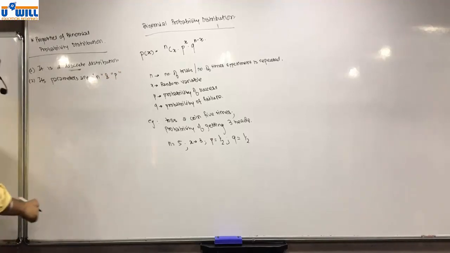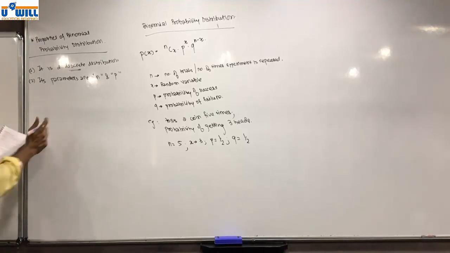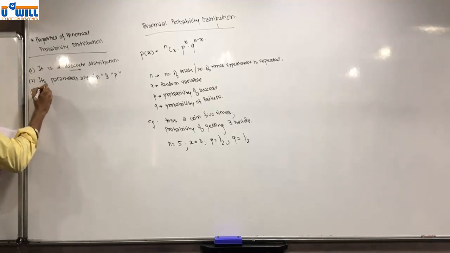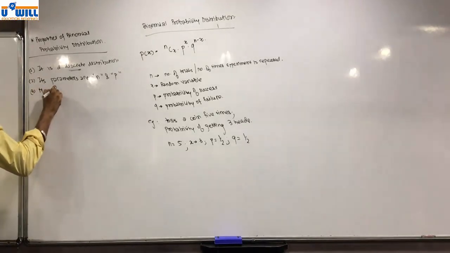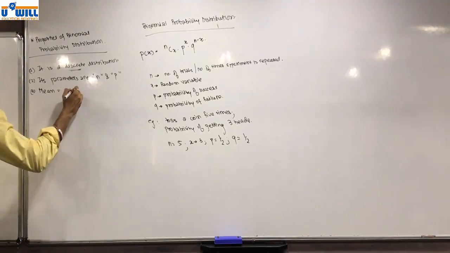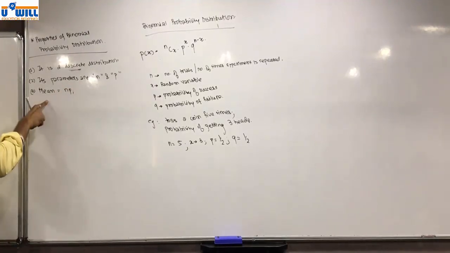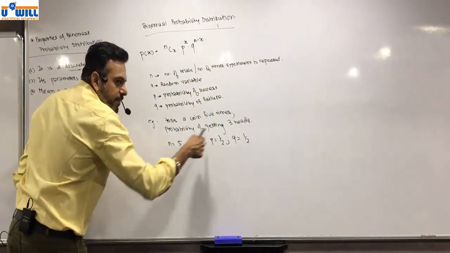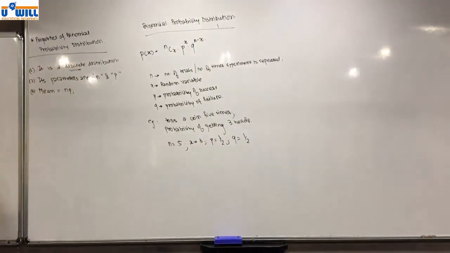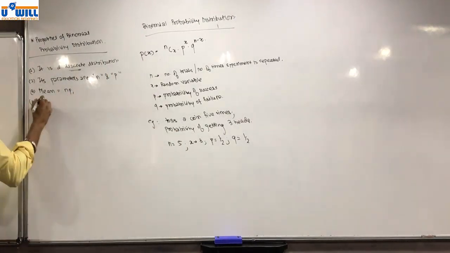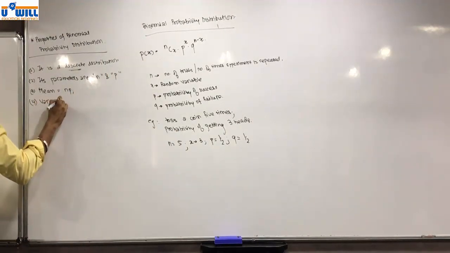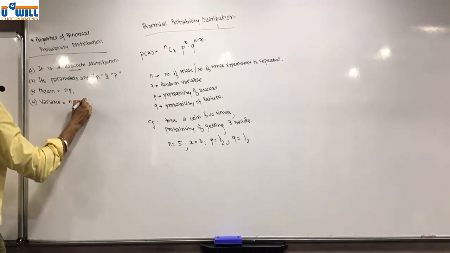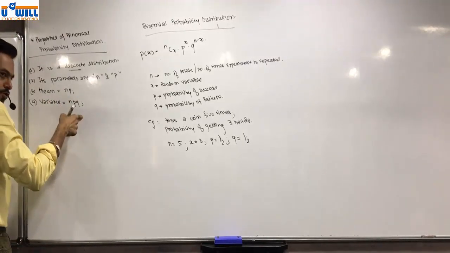What is p? Probability of success. Understood this? Okay. Then third, mean is equal to n into p. Mean over here is n into p. So for example, this n into p is the mean. Did you get it? Okay. Variance is equal to npq. N into p into q.